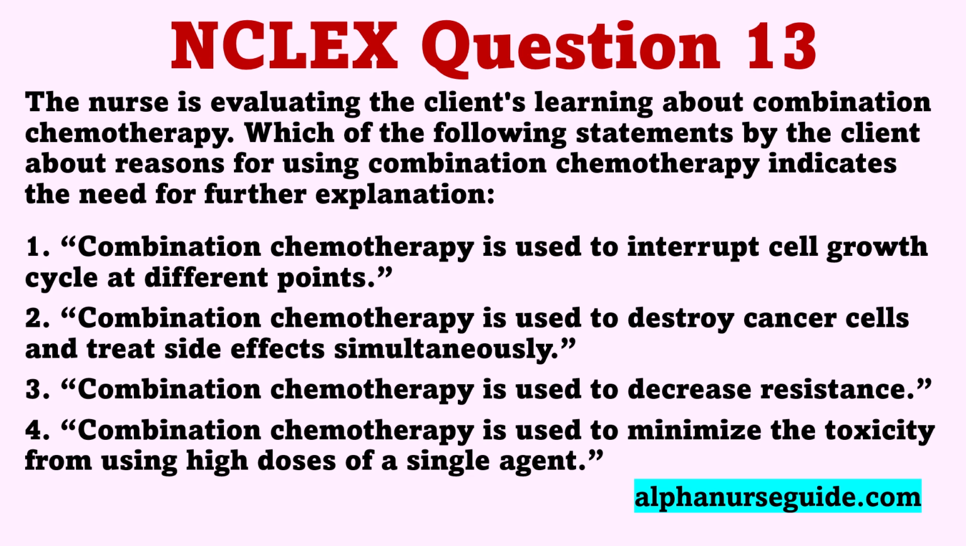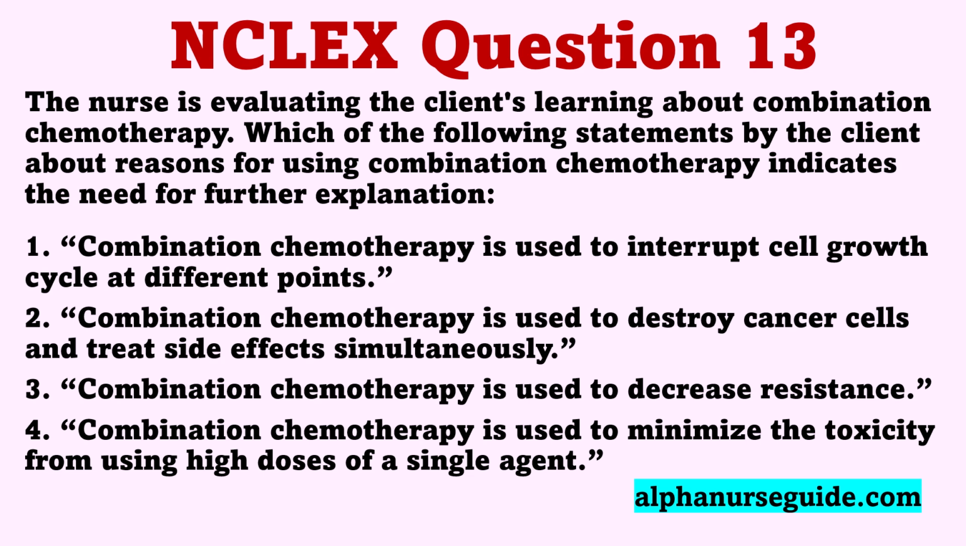The nurse is evaluating the client's learning about combination chemotherapy. Which of the following statements by the client about reasons for using combination chemotherapy indicates the need for further explanation? 1. Combination chemotherapy is used to interrupt cell growth cycle at different points. 2. Combination chemotherapy is used to destroy cancer cells and treat side effects simultaneously. 3. Combination chemotherapy is used to decrease resistance. 4. Combination chemotherapy is used to minimize the toxicity from using high doses of a single agent.